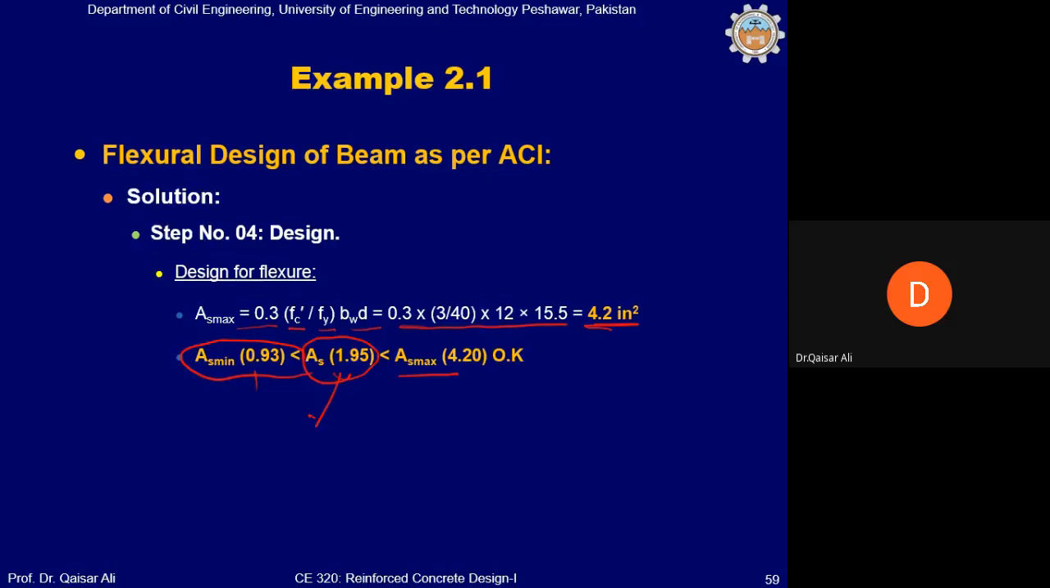You should pay attention and listen to me. If AS comes out to be less than AS minimum, we will use AS minimum, okay? If the AS value, let's say in this particular case, is 0.9, 0.8, or any value less than AS minimum, we will use AS minimum, because the code will not allow us to use a value of AS less than AS minimum. Okay, clear? Yes, sir.